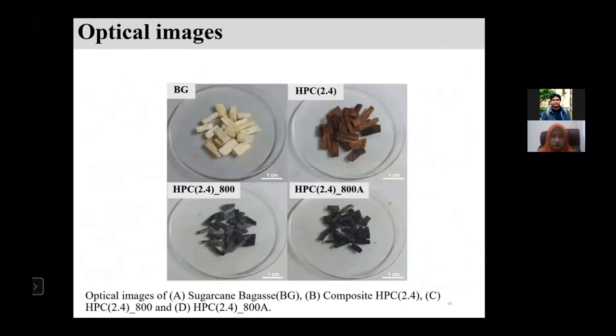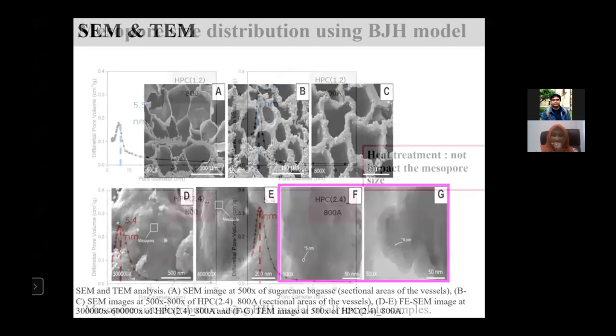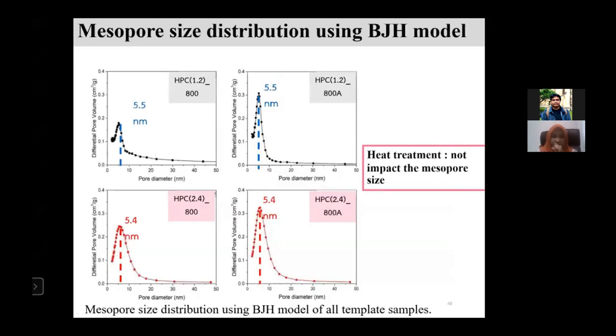The bagasse, after coating, turned red. And after calcination, it still contains the same shape, but it reduced in size a little bit, still in the same shape, and turned black. So it means we really get the carbon. So we look at the TEM, and we see that, okay, we get a successful coating, all right? I try to be quite fast with this.